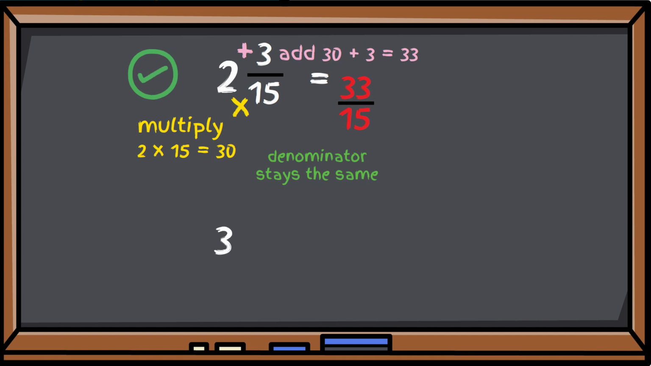Number 2, 3 1/6. Try to pause the video to figure out the answer. Well, first we're going to multiply 6 times 3 to get 18, and then add 1, which is 19. Leave the denominator the same, so the answer is 19/6. 19 on top, 6 on the bottom.